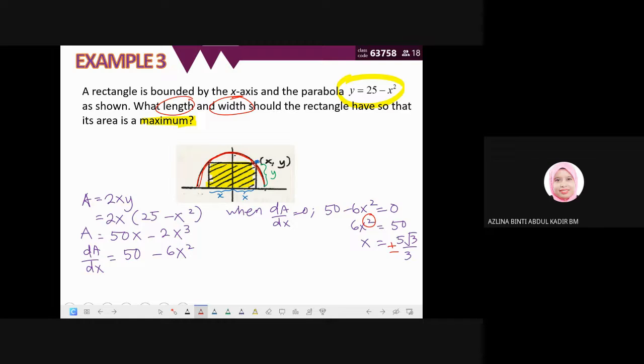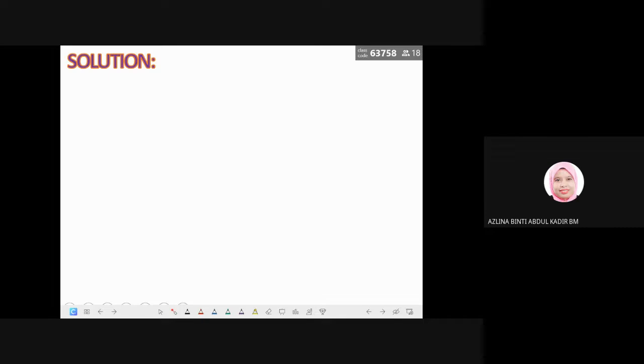Okay, sebelum ni example 1 and example 2 saya solve guna second derivative test. Okay, so yang ni kita try guna first derivative test. Sekejap. Kita form a table using first derivative test.